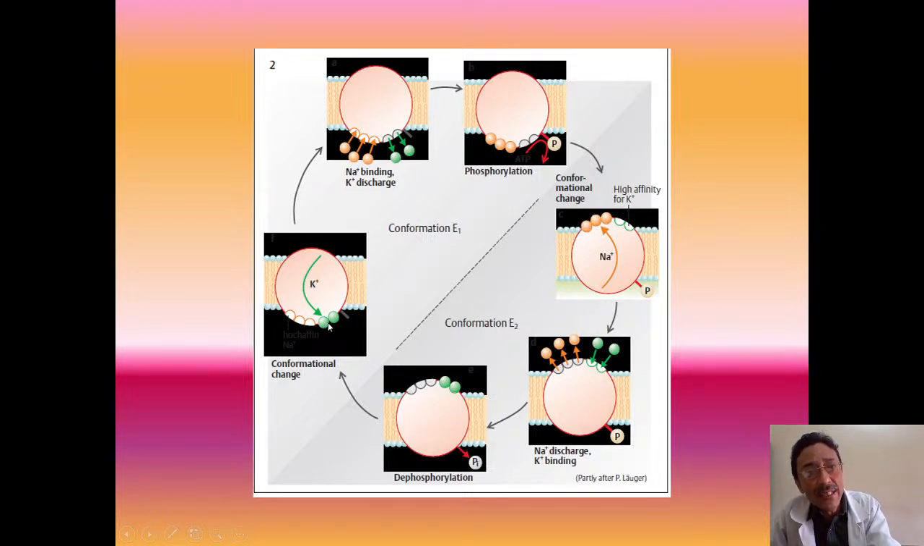This conformational change causes it to rotate again completely. So what had turned 180 degrees now gets rotated by another 180 degrees. So a 360 degrees rotation takes place. Once this 360 degrees rotation takes place, the potassium has now come to the inside and it gets liberated, or freed, from the binding site into the ECF.